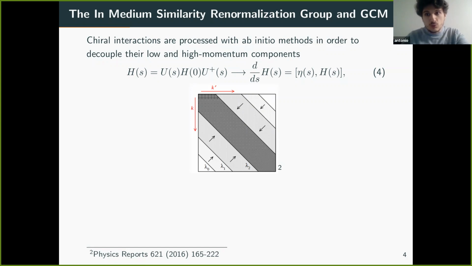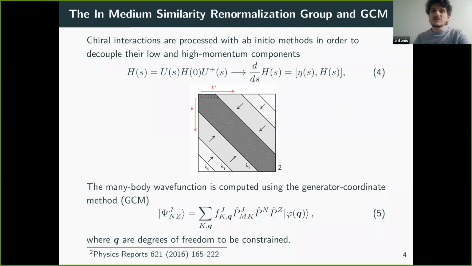So we're going to use this to process the chiral interactions we're going to use. And then in order to compute the ground state wave function, we're going to use the generator coordinate method. In the generator coordinate method, the GCM, the ground state wave function is computed as the linear superposition of mean field states that have some degrees of freedom that are constrained.